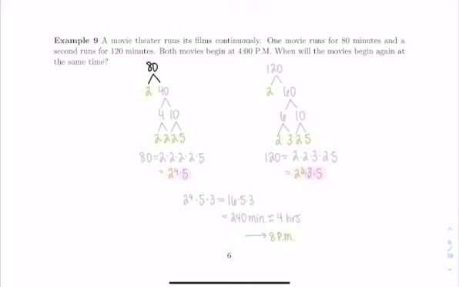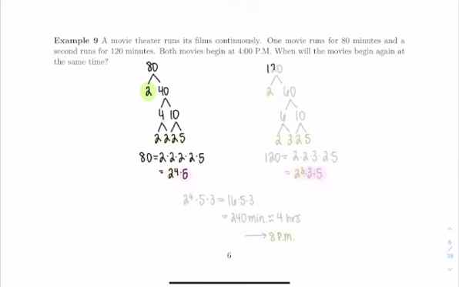So 80 is 2 and 40. 40 can be 4 and 10. 4 is 2 and 2, and 10 is 2 and 5. And so this is 2 times 2 times 2 times 2 times 5. Or we can write this as 2 to the 4th times 5.